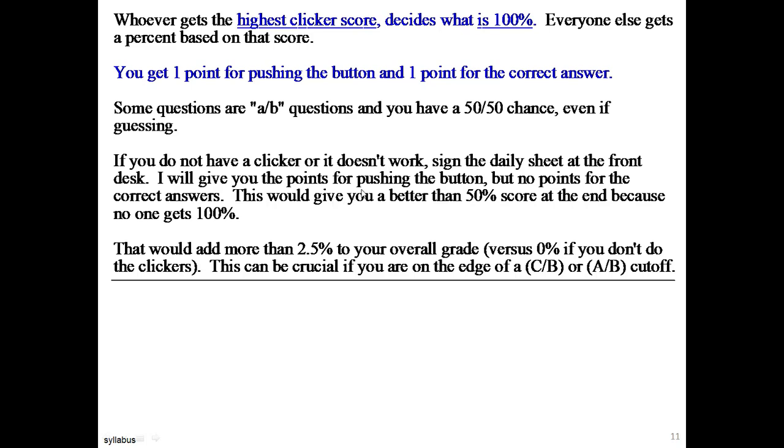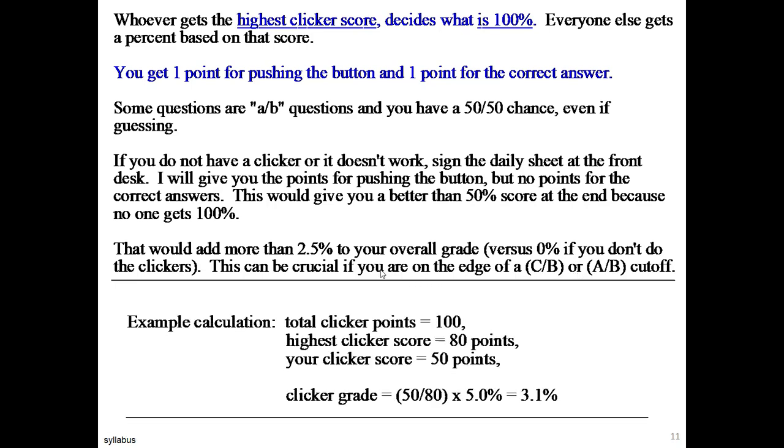Okay, so that means at the very end, if you don't even have a clicker, you can get 50% of the questions, and then that'll be more than 50% of the total 100, because whoever gets 100 is not going to get them all right. So you can still get 60%, something like that. All right. Now that might come in handy if you're right on the edge of a C or a B, or a B minus, B, or an AB. Okay, that could help you a lot.